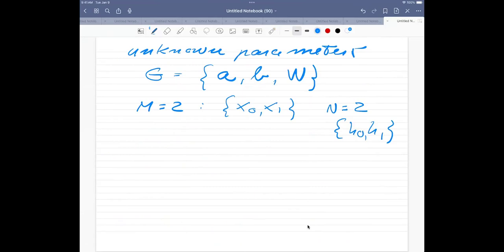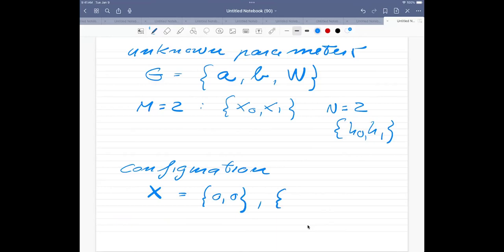I can now define a configuration, which I'm going to call X, and that is a vector. It contains a specific set of values. So I could have 0, 0, right? These are stochastic variables which take values 0 and 1, or -1 or +1. I can have 0, 1. I can have 1, 0. And finally, pretty obvious, I can have 1, 1, right? So these are my configurations for X.